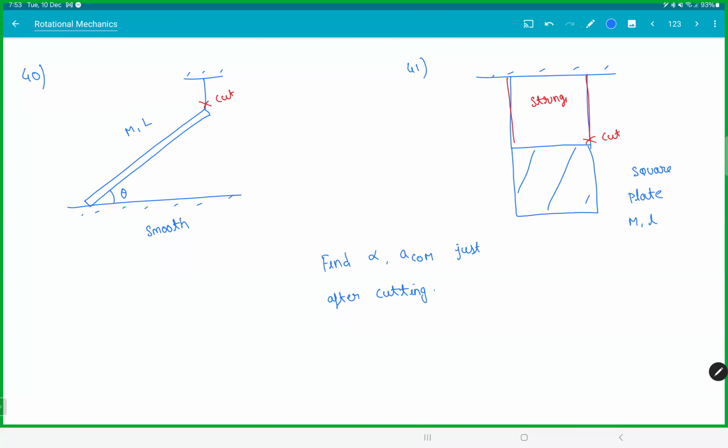Okay, so with that we'll wrap up for the day. We have done almost 41 questions. So do try to resolve the paper. That is the most important thing.